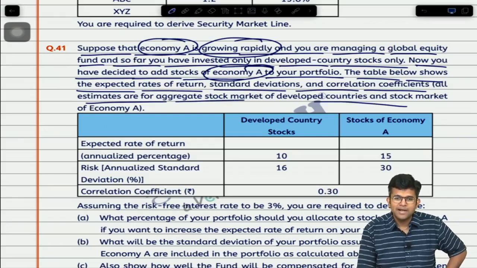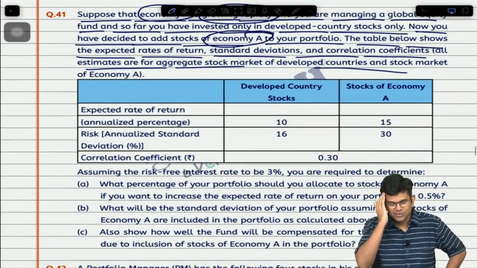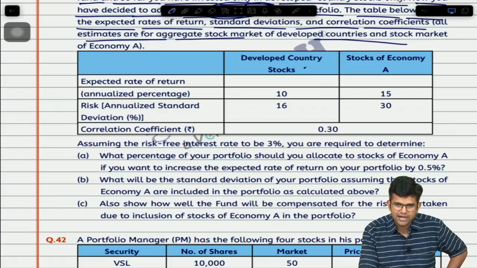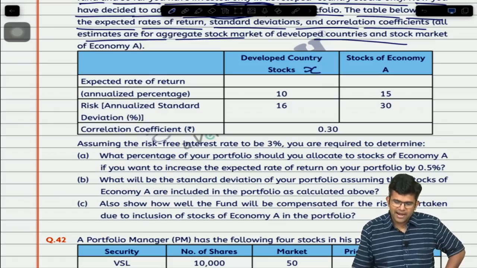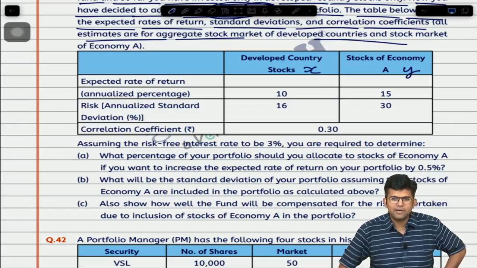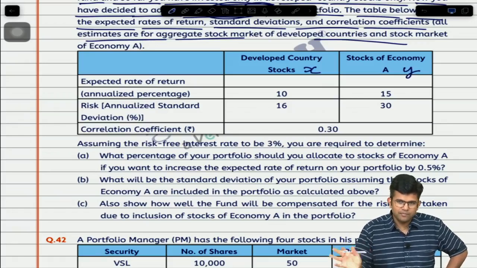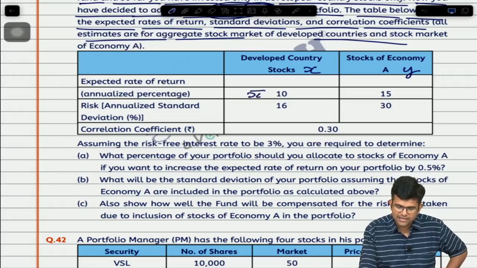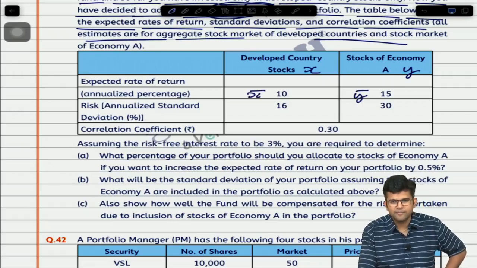Now developed country stocks, students, this is Indian stocks, let it be X, and economy A stocks, let it be Y. Everybody clear? Developed country stocks is X and British stocks are Y. So this is X bar and Y bar.